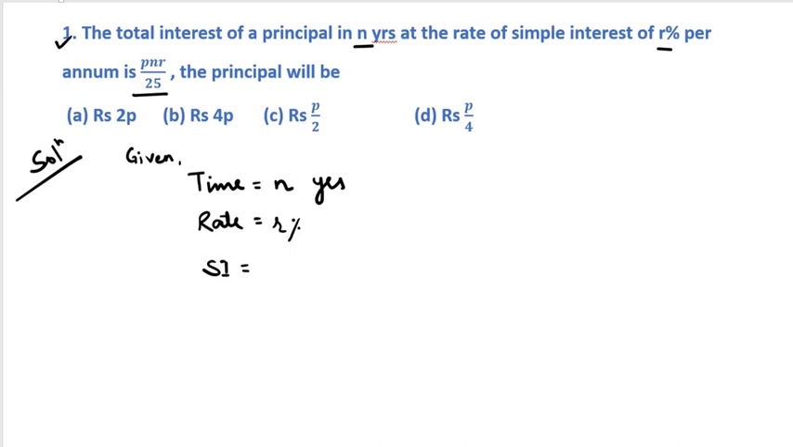Okay, read the question very carefully. Okay, this is your answer, SI, the value of SI. And what you have to find is, we have to find the principal. Out of these 4 alternatives, which is the correct alternative that you have to find. So what is your task? Your task is to find the principal.